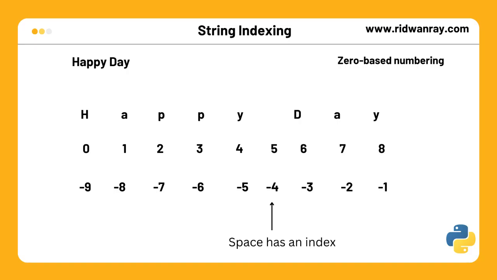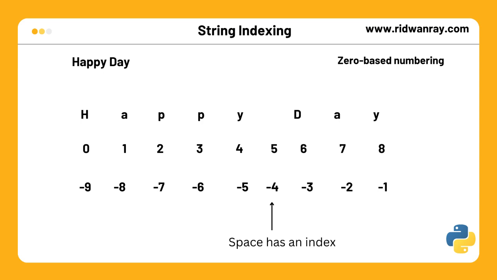Every character in a string has a position, which is referred to as an index. The index represents the numeric value assigned to each character in the string. In most programming languages, including Python, counting typically starts at 0. This means that the first character in a string has an index of 0, the second character has an index of 1, and so on.